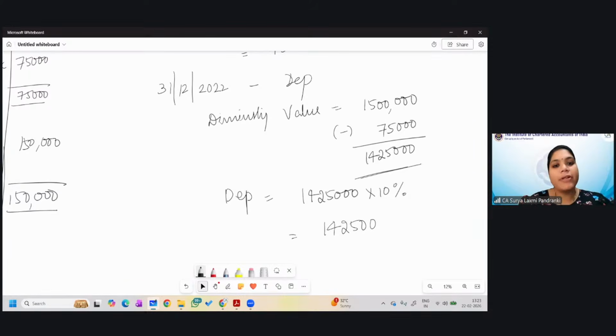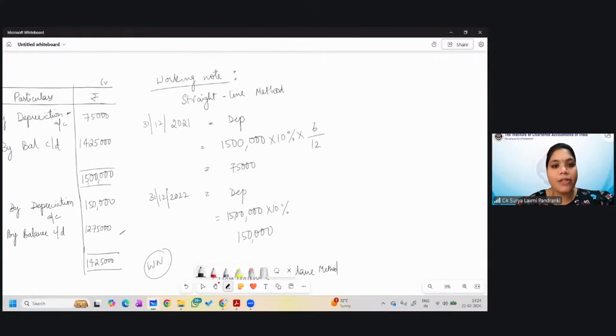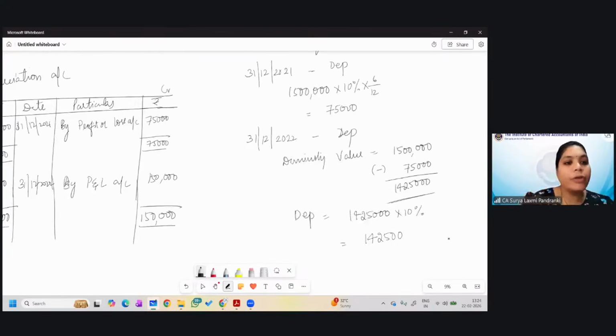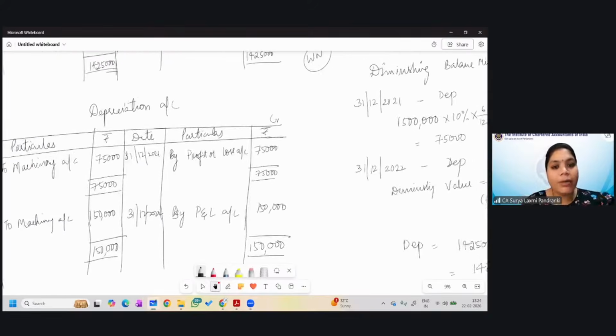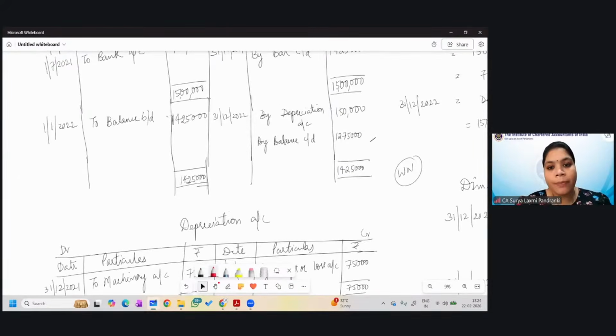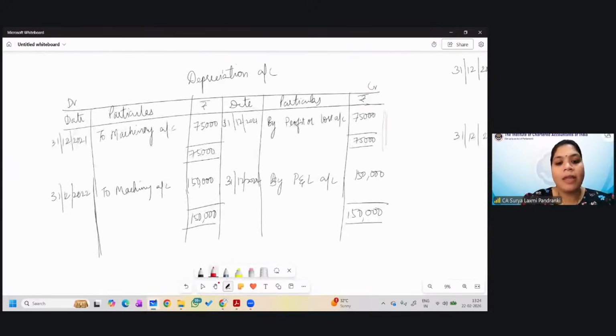The first year depreciation will mostly remain the same in any method, right? So this is the diminishing balance method and this is the straight line method. I have done just the working note for depreciation. Now the homework for you is to do this machinery account and depreciation account using that method. So what will change here? This completely will remain the same, all this will remain the same. Only this figure will change, then the balancing figure will change. And here also, the first year will remain the same. These figures will change, that's it.